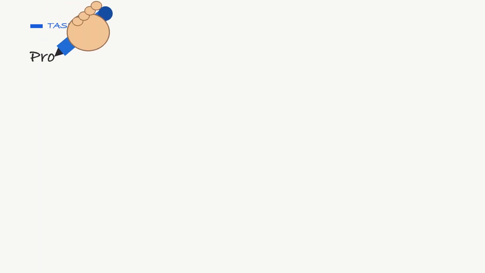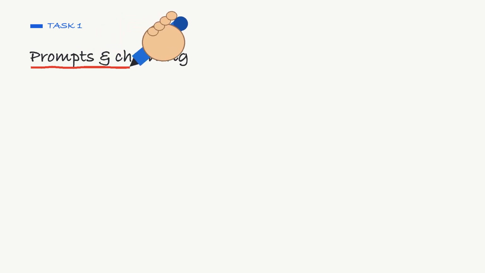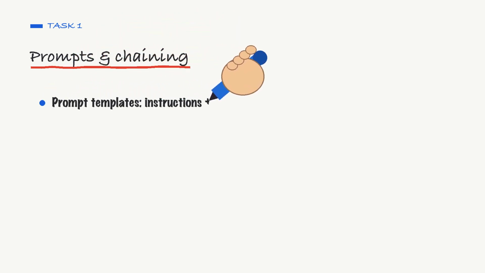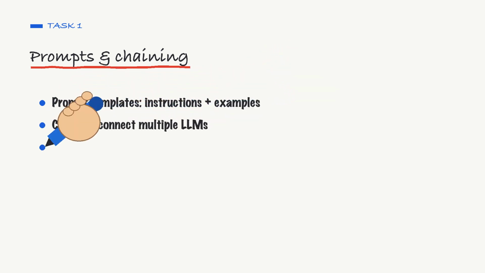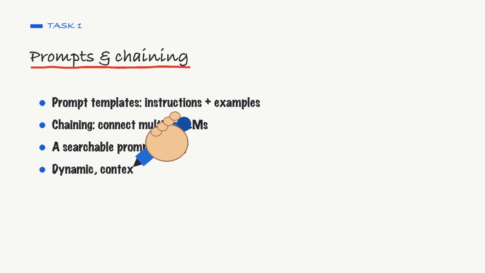First, prompts. Frameworks give you prompt templates with instructions, few-shot examples, and the right context for the task. Then there's chaining, a sequence of calls that connects multiple LLMs and combines their outputs for a more nuanced result. The orchestrator keeps prompts in a library and selects and sequences them dynamically based on real-time input.